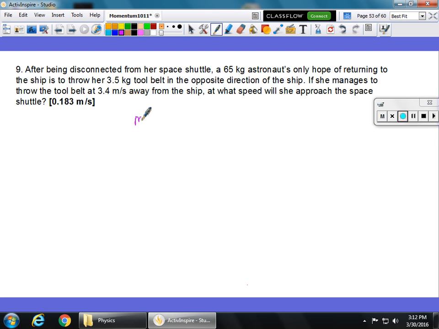If this is my astronaut, this is her mass. She's going to be object 1, plus her tool belt, which would be object 2. The two masses added together times her velocity before the collision. Well, what do we know about that? We know before the collision she's not moving, so we're going to call that 0. Relative to the ship, she's stuck some distance away and she wants to move towards it. She doesn't have any momentum.